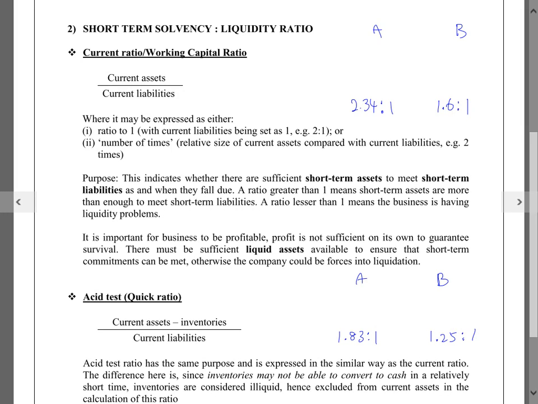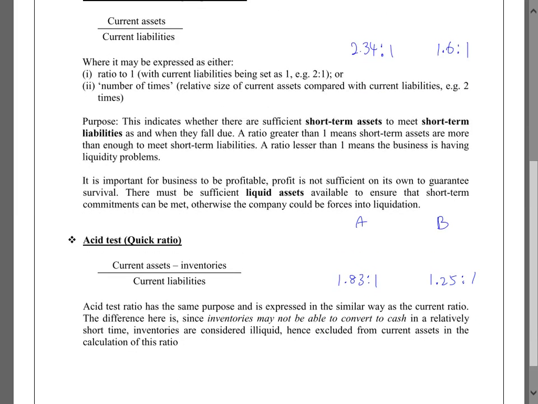So you can see from here, ideally it should be 2 to 1. From here, we can see B may have got some problem, right? Below 2. But after we look at the acid test ratio, in which we take out the inventory. Why? Because inventory is one of the least liquid assets. This is more difficult to convert to cash. So when I have $1 of liability over here, I have $2.34 of asset, which includes inventory, which is difficult to convert to cash to pay. That's why we take out the inventory here.